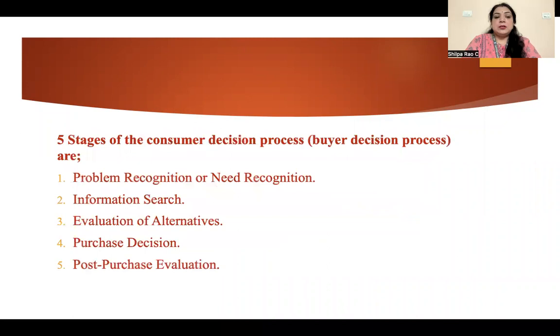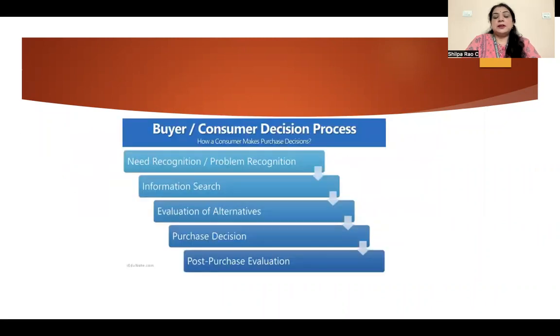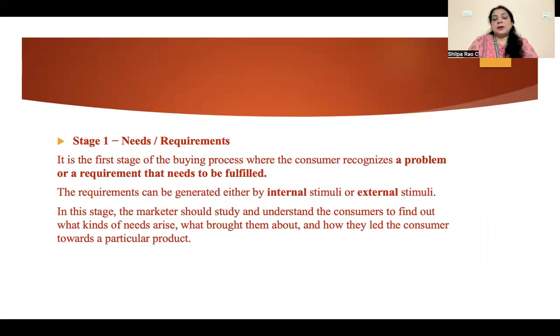Now, we will also be looking into the major five stages of the buyer's decision process. There is a proper process through which a consumer takes a decision on how to buy a particular product. First and foremost is the need recognition or problem recognition. Second step is the information search. Third one is evaluation of alternatives. Fourth one is purchase decision. And fifth one is post-purchase evaluation. Now let us see one by one all the stages of the buyer's decision process.